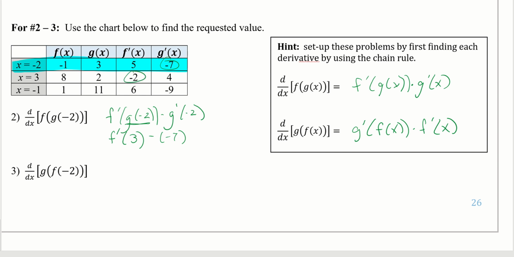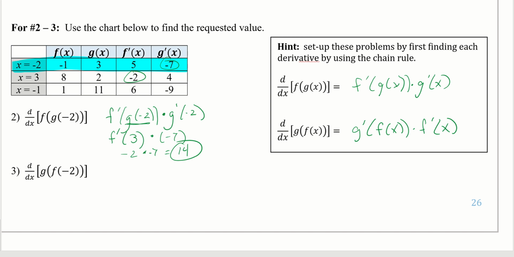So f prime of 3 would equal negative 2. So this would be negative 2 plus 7, or come out to be, oh, sorry. Whoa, what am I doing? Sorry. I was still in the quotient rule mindset. Times. There we go. Sorry about that. I was totally still in the old quotient rule. Okay, so that would be a negative here. So our answer would be positive 14. Whew, that was close.